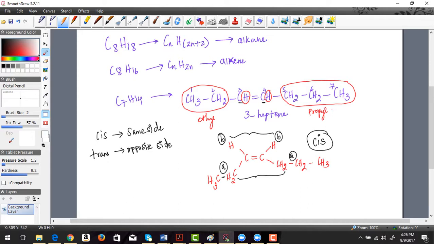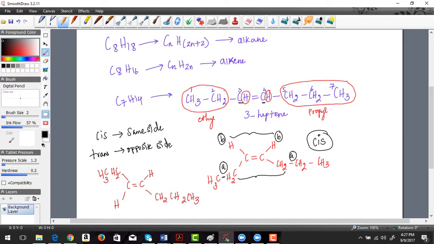Now you can just flip one side and it will automatically become a trans. You don't need to flip both sides. You just have to flip the groups, pushing one to the top and the other one to the bottom. It doesn't matter which side you do that on. So I'm just going to move this up and move the other one down. If you flip both, you'll end up with cis again. You can only flip one or the other.